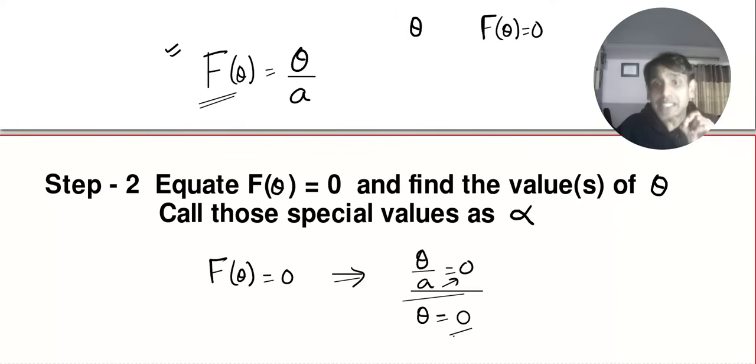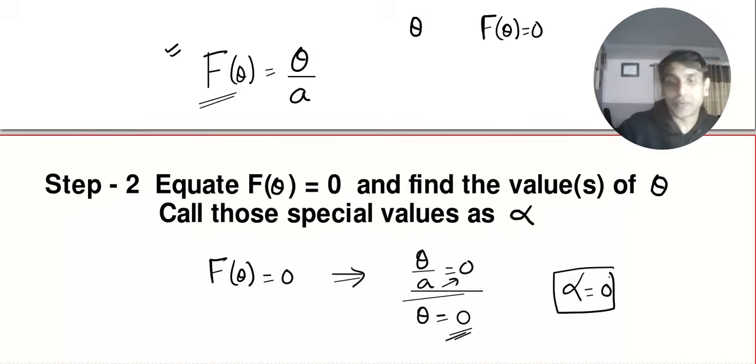Now call this particular value or values, because problem to problem it will be different. In some problems you'll get only one value, just like this problem. In some questions, you'll get more than one value, maybe 2, maybe 3. Call those values as alpha. So, in this question, I have only one value for theta. So, alpha equal to 0.